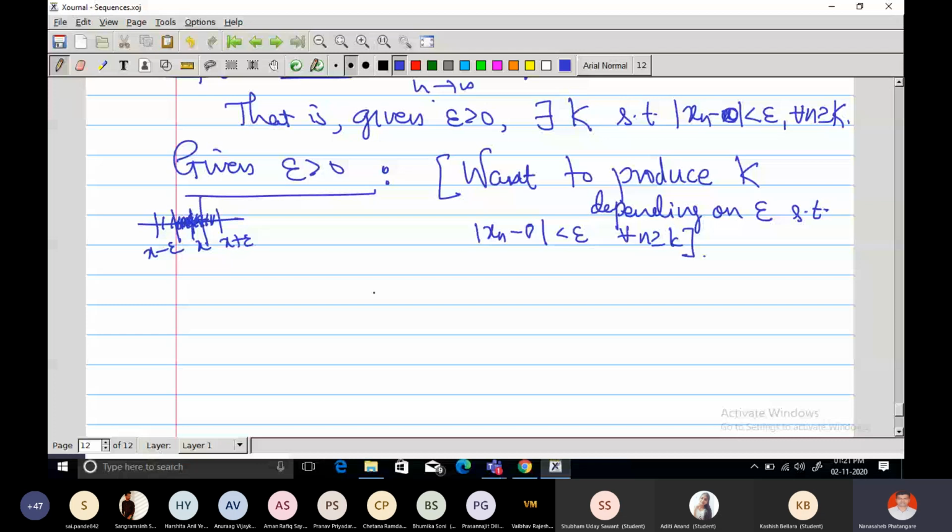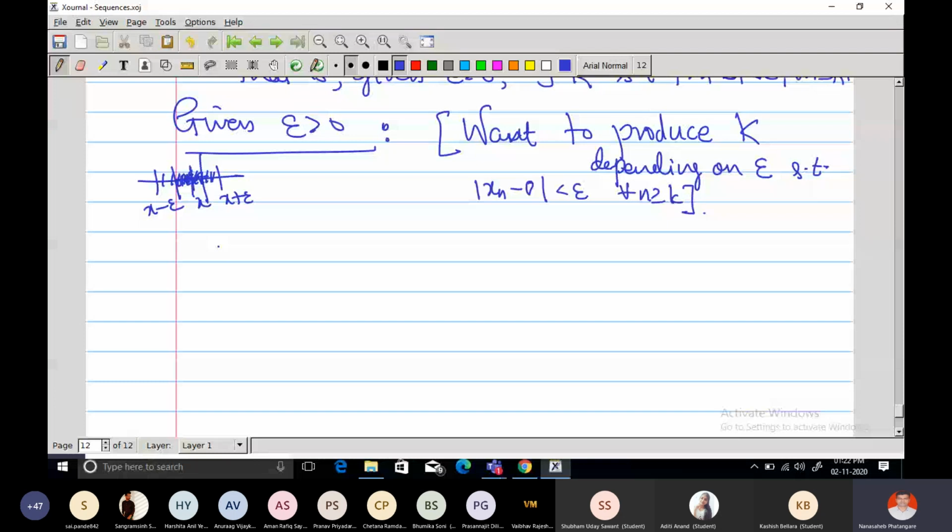Fine. So how to start the process? We want to produce k, right? But what type of k do we want to produce? Such that the distance between xn and 0 is less than epsilon. So consider xn minus 0. Try to simplify this so that we can guess the value of k that will serve the purpose, right? So we'll first try to simplify this absolute value of xn minus 0 so that we can easily guess k.